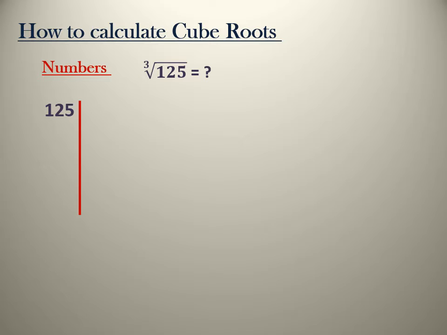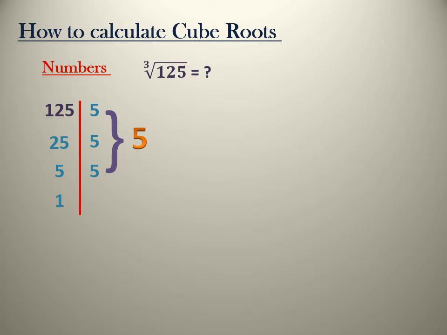By using factorization, 125 ends with 5, so it will be divided by 5. 125 divided by 5 equals 25. 25 divided by 5 equals 5. 5 divided by 5 equals 1. We have three 5s, or 5 repeated 3 times. It means 5 multiplied by itself 3 times, so the cube root of 125 is 5. We will take one of these 5s.